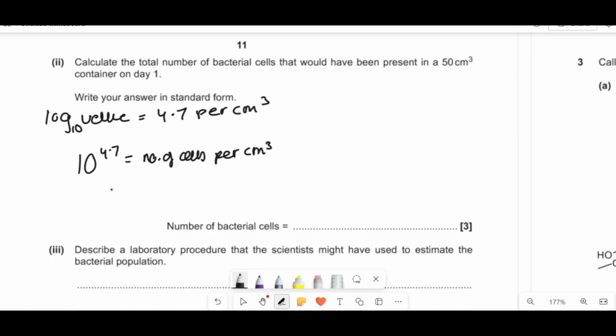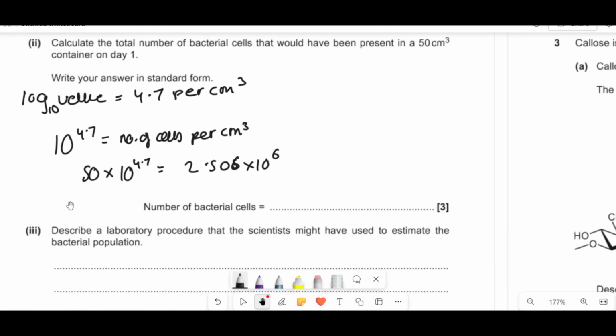So if I want 50 centimeters cubed, I would do 50 times 10 to the 4.7. If I do that, we get 2.506 times 10 to the 6. We should try and stick to the number of significant figures they gave us in the question, which is 2. So we're going to go with 2.5 times 10 to the 6.